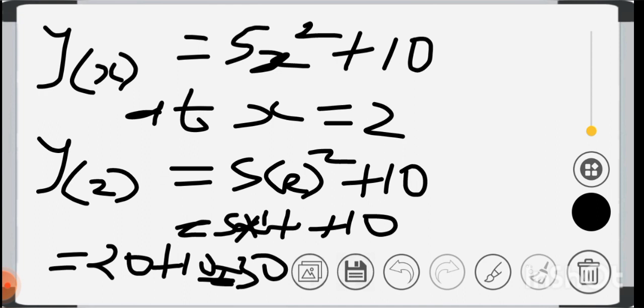So anyway, just put 2 here. 2 squared is 4. 4 times 5, that is 20. 20 plus 10, that is 30. That's what I got up there. Now let's also look at this particular question before we go to how to check the degree or what is a polynomial function, something like that. So let's say we have theta as a function of x.